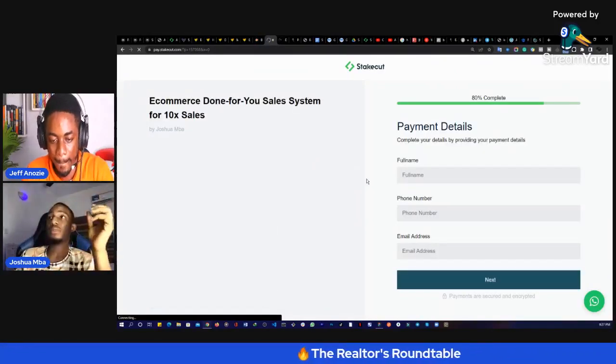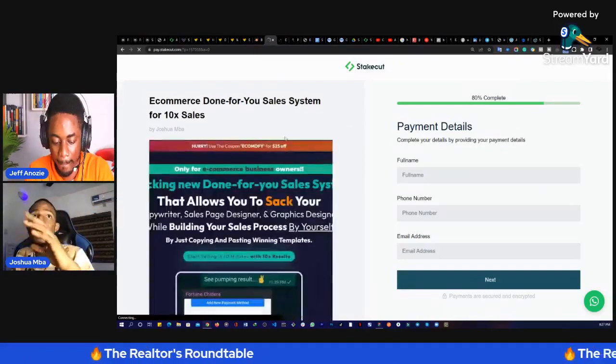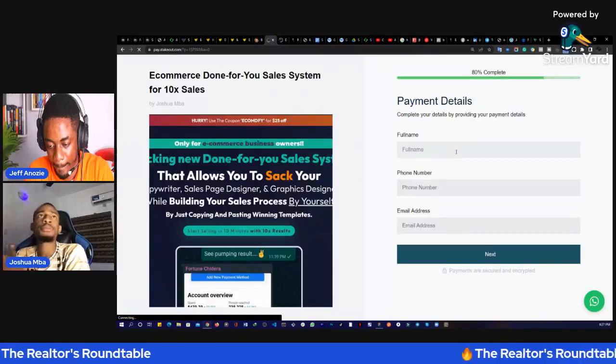It's linked to the Stakeout payment gateway. So that's why you're seeing Stakeout here. I'm using the Stakeout payment gateway, and someone will pay for your product.